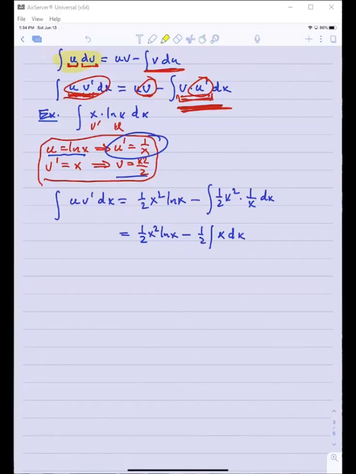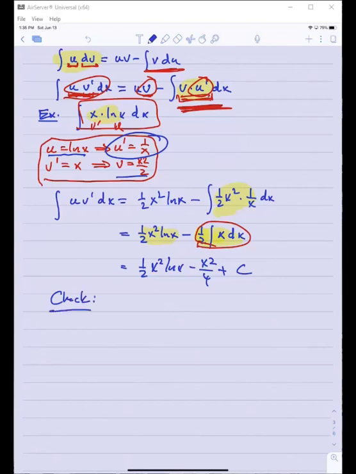Now we see the power of this method with this first example. What did this vu prime become? Well, it became 1/2 x squared times 1 over x, which just became 1/2 x. So essentially what we've done is traded out the integral of x ln x for the integral of 1/2 x with this uv term thrown in. Now you see the power of this method. This is a considerably simpler integral than the one we started with, x ln x. And in this case, we're going to end up with an answer of 1/2 x squared ln x minus x squared over 4.